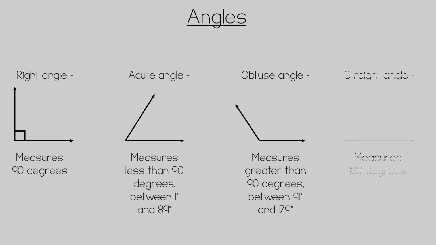And a straight angle, also known as a line, measures 180 degrees. The arrows are pointing to the vertex of the angles, or where the angles come together at a point.